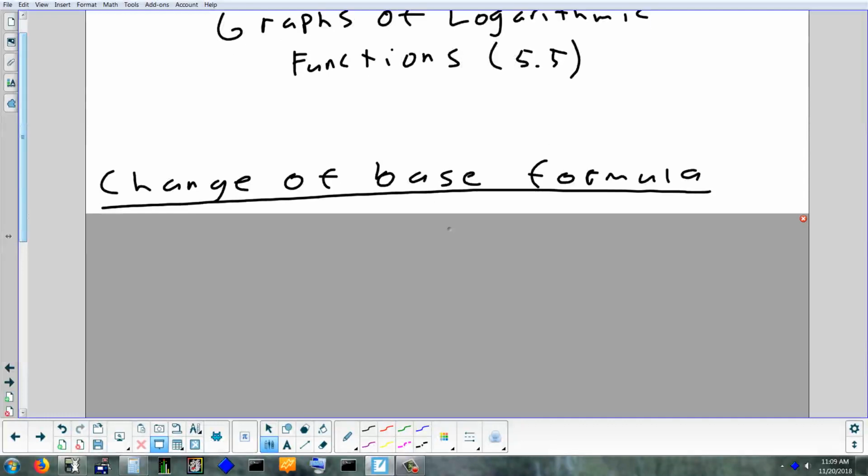All right, so there's only two bases that the calculator can do by pressing a single button. Can someone remind me again? I know we've done it a couple times, but what are the two bases? Base 10 and base e. So what if I wanted you to figure out something like this? What's the log of 5, but I'm using base 3 instead of base 10 or base e? Well, there's a formula to be able to do that.